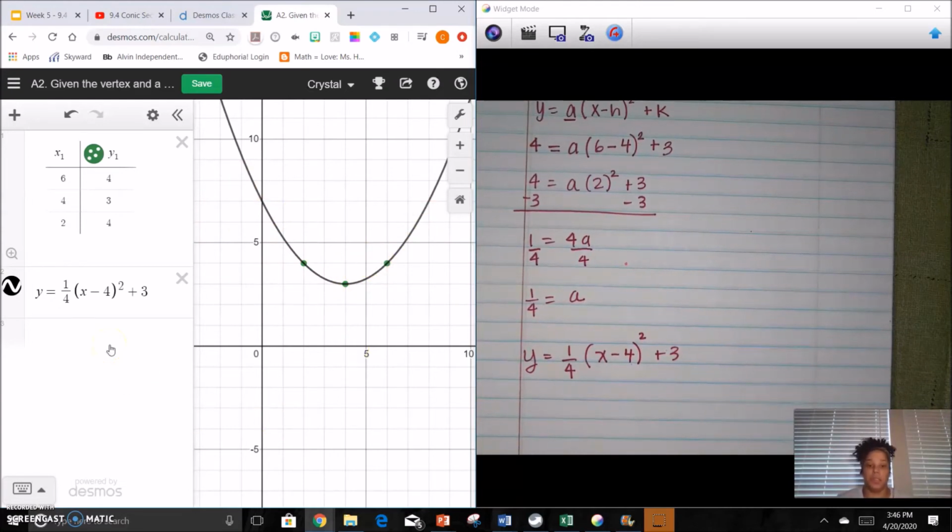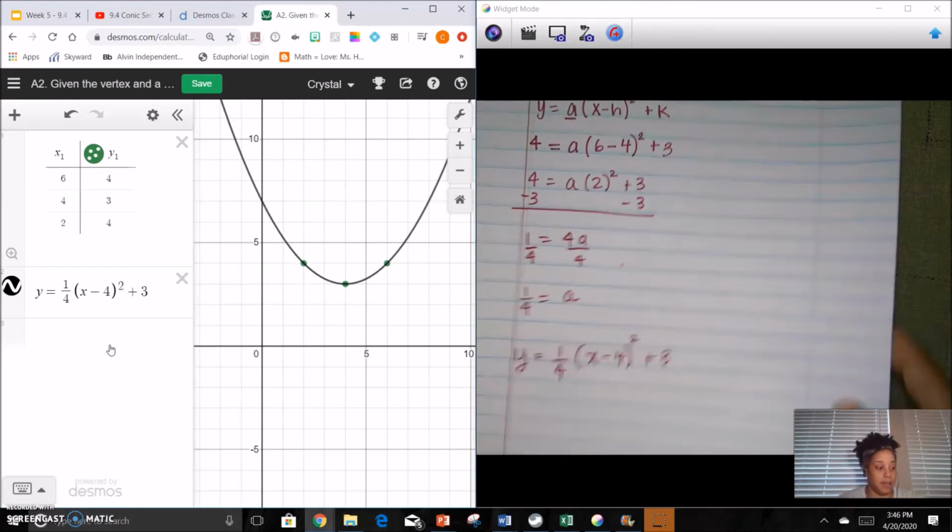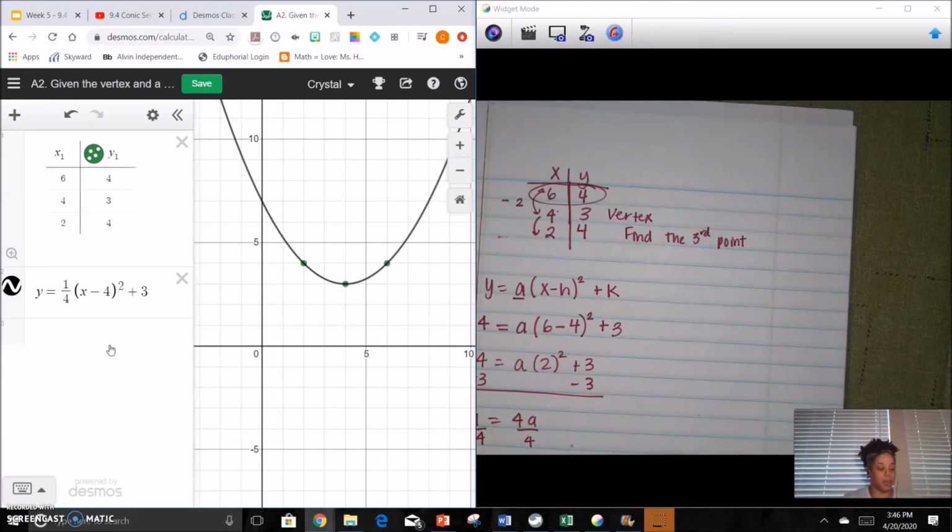Then the directions will ask you to label the graph, label the vertex, the axis of symmetry, the focus, the directrix, and the latus rectum. So I'm not going to do that here, but this is how you do this problem. All right. So once again, you take the table.